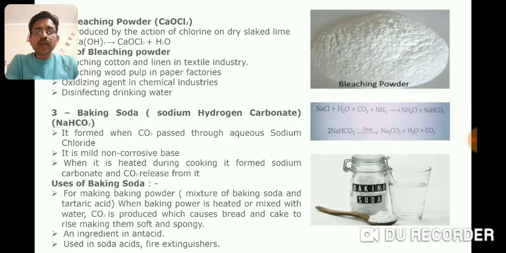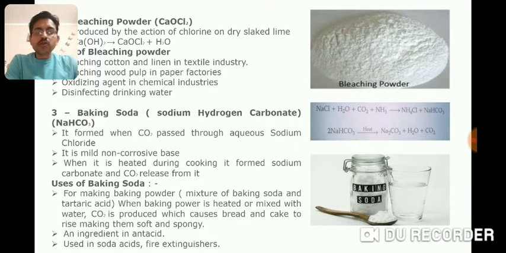This is used for baking purposes in baking industry for the preparation of cakes, idli, bhatura, pakodas. These substances make the cake fluffy. The fluffiness of cake is due to the evolution of CO2 when baking soda is heated.